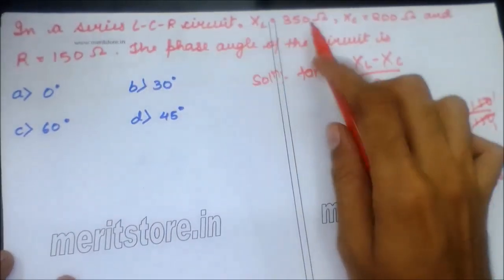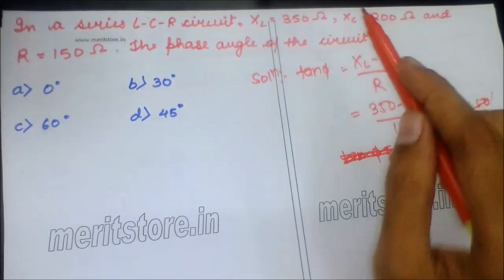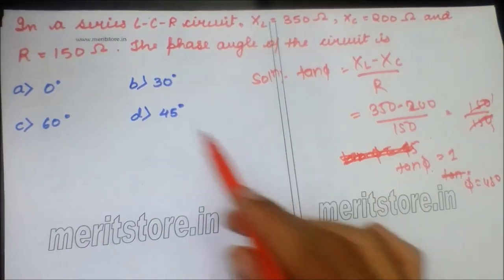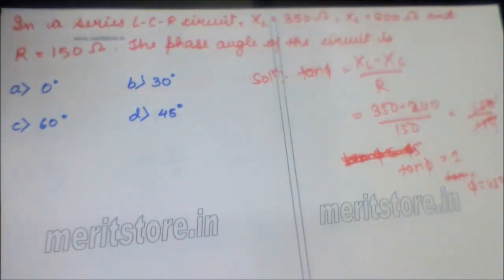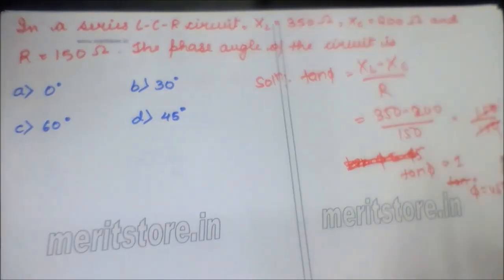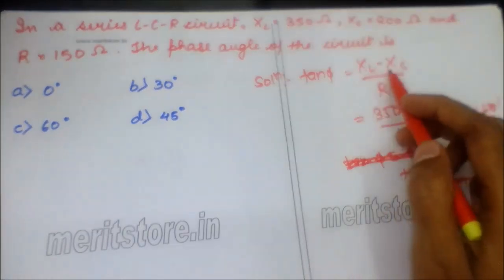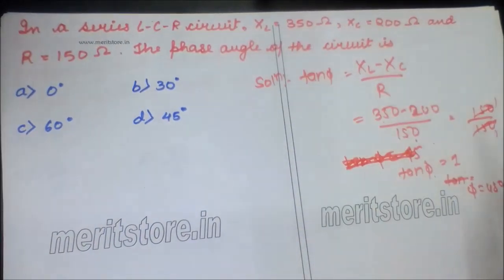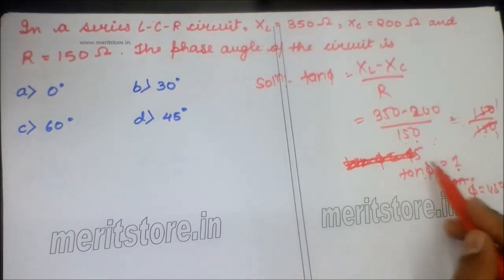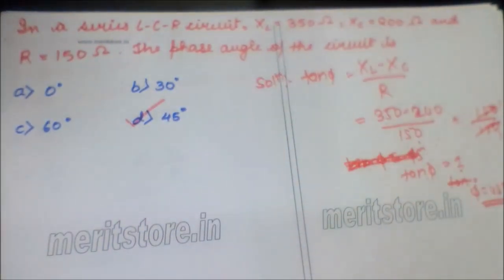In a series LCR circuit, the inductive reactance is 350 ohms, the capacitive reactance is 200 ohms, and the resistance is 150 ohms. The phase angle of the circuit is 0 degree, 30 degree, 60 degree or 45 degree. So we have the formula tan phi equals XL minus XC upon R. So that is 350 minus 200 upon 150, that is inductive reactance minus capacitive reactance upon the resistance. So we get the value 150 upon 150, that gives you 1. So phi equals tan inverse of 1, so phi becomes 45 degree. So D is the correct option.